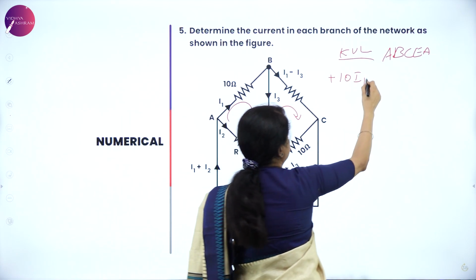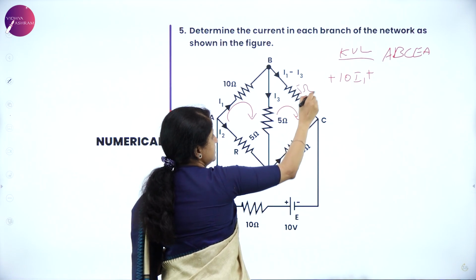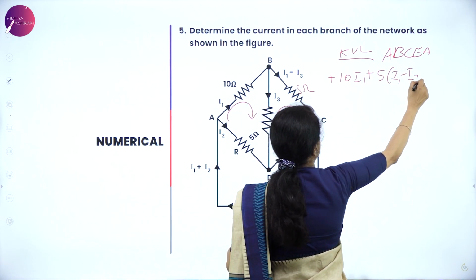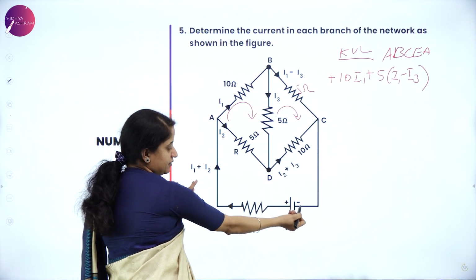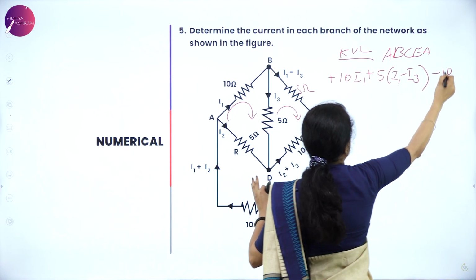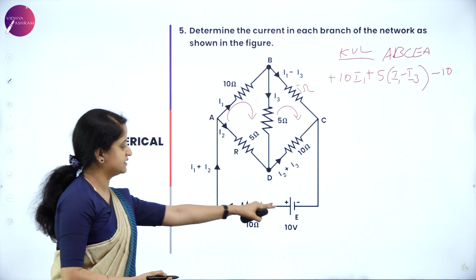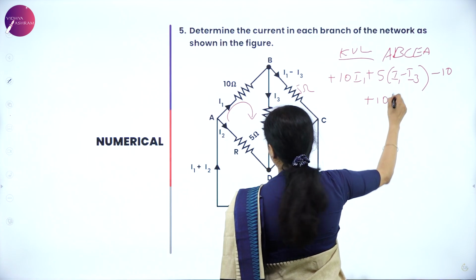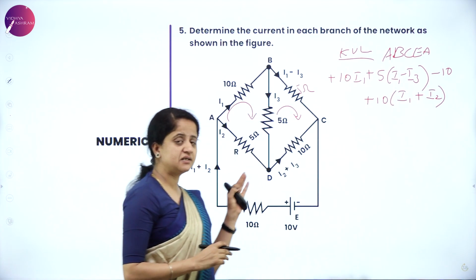So it is again plus, here let us say we have 5 ohms of resistance. So 5 into I1 minus I3, since the loop is going in this way. Here the direction we are going is from negative of the cell to positive. So we get minus 10. Again, we have 10 ohms and plus I1, I2 in this way, that is from E to A. So we get plus 10 into I1 plus I2. This is the equation. Let us now simplify this.